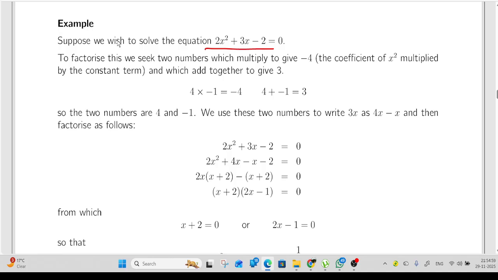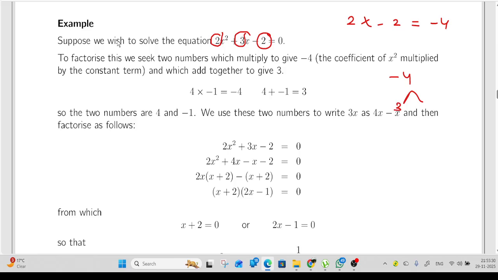Let's see some more examples. We have this quadratic equation. Now we need to look for two numbers which multiply and give you, first you check the first coefficient of x square and the constant number. So if you multiply 2 with negative 2, you get negative 4. So you need two numbers which multiply to give negative 4 and which add together to give the middle term, which is 3. So which two numbers do I need to take?